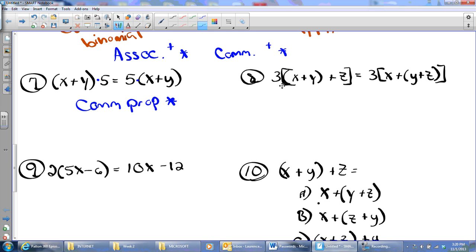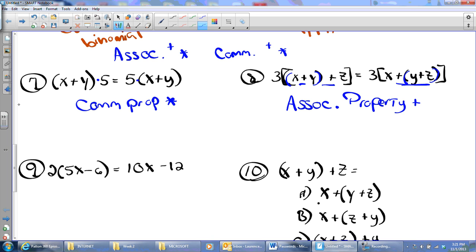All right, number 8. I've got 3 times the quantity of x plus y plus z, and 3 times the quantity of x plus the quantity of y plus z. So let me see what changed. It looks like the grouping changed, right? I had x plus y grouped together, but here I have y plus z grouped together. So this would have to be the associative property. Now, is it of multiplication or addition? Well, where the parentheses take place, it's all addition, right? So it's the associative property of addition.